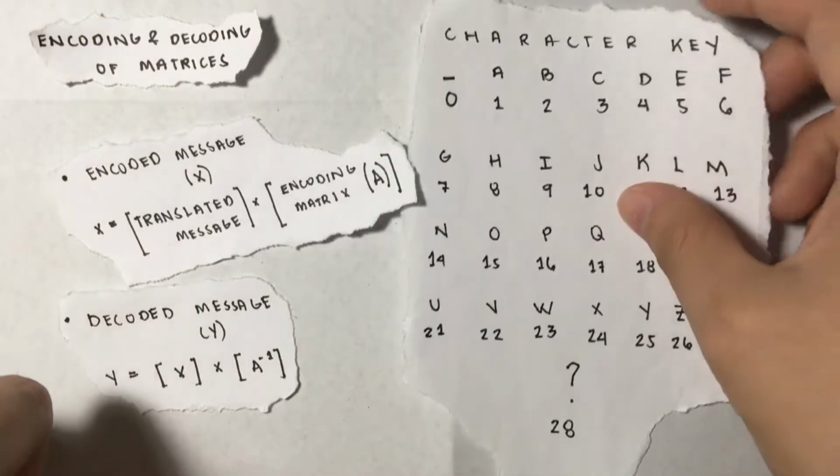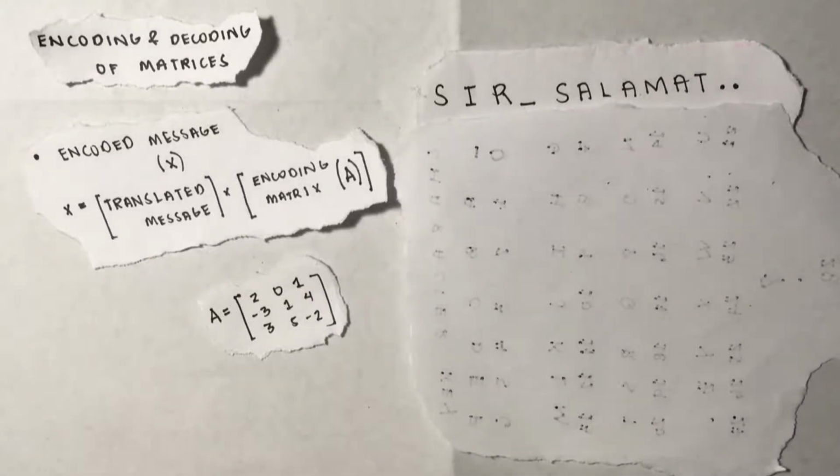Of course, if we are going to encode and decode a message, we will need the character key, starting off with the space sign, then the alphabets and two special characters, from number 0 to 28. For this session, we will have our first example as Sir Salamat. Also given is the encoding matrix, or the A.